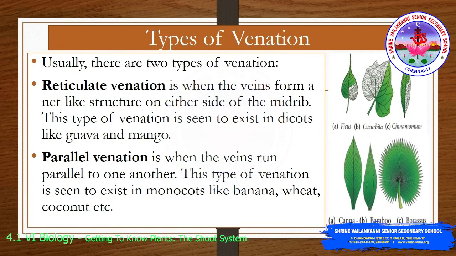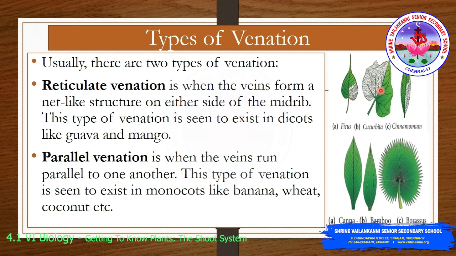Now we shall study the types of venation. Usually there are two types of venation, which are reticulate venation and parallel venation. A reticulate venation is one in which the veins form a net-like structure on either side of the midrib, as you can see in this picture. This type of venation is seen to exist in dicots like guava and mango.